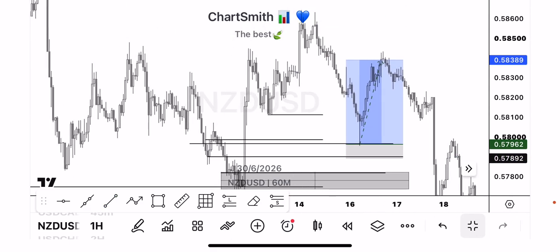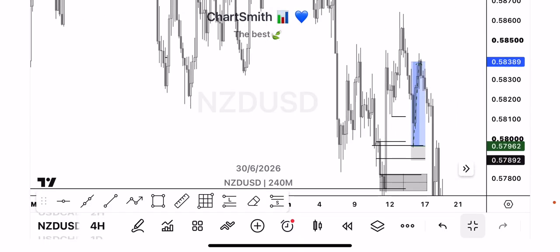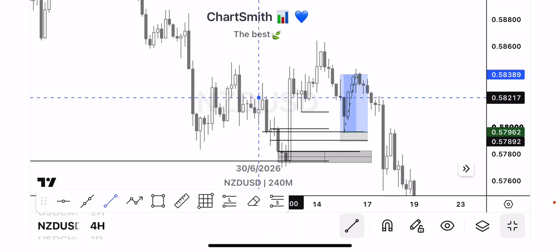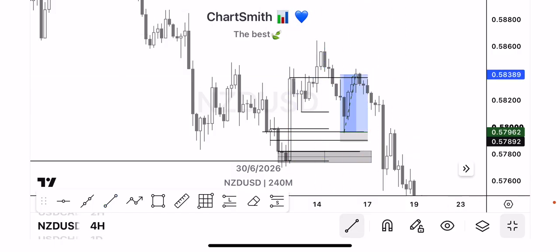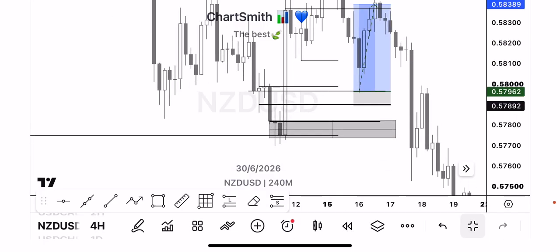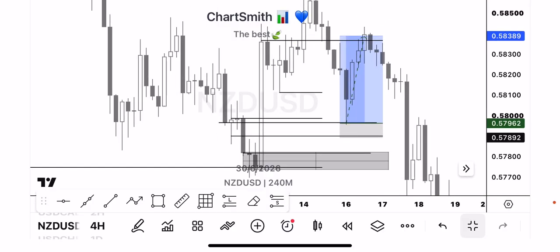And then for our take profit, because we are going against the trend, we don't want to buy too much. So that was why we just stopped at this QML level here, a little above the QML level. So that was how we had our entry on our trade on NZD/USD.